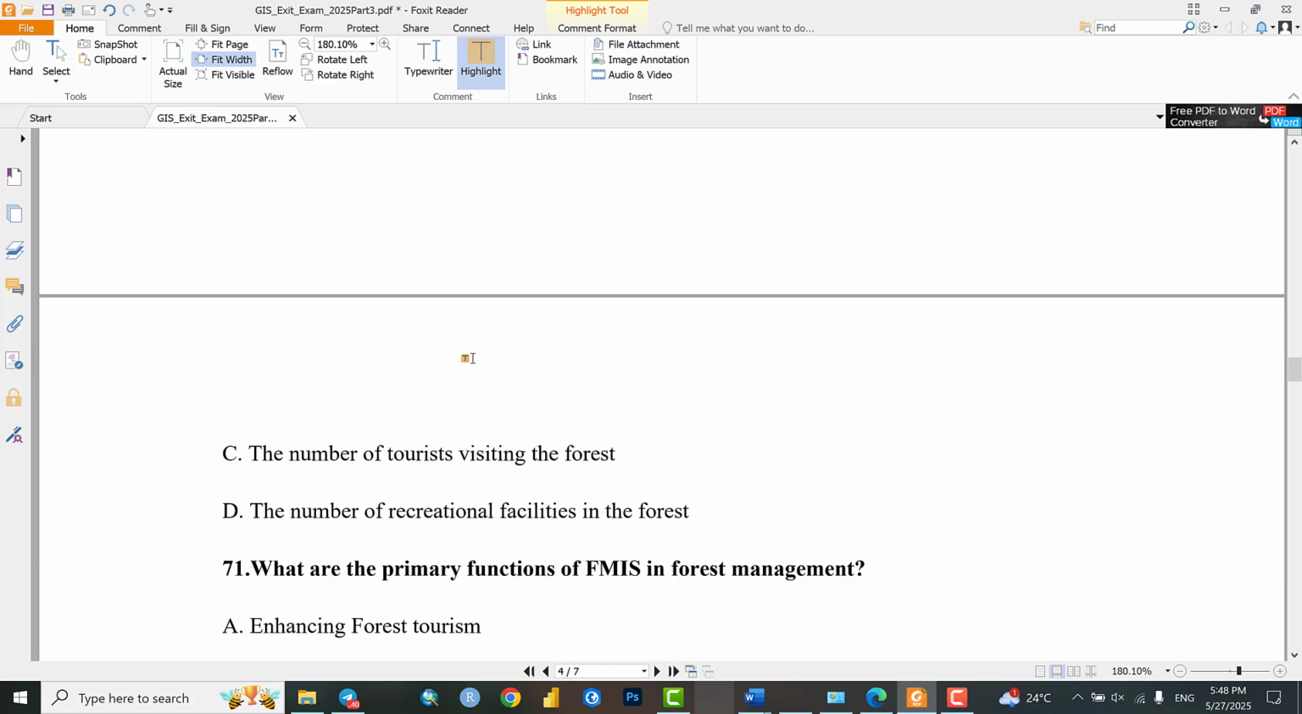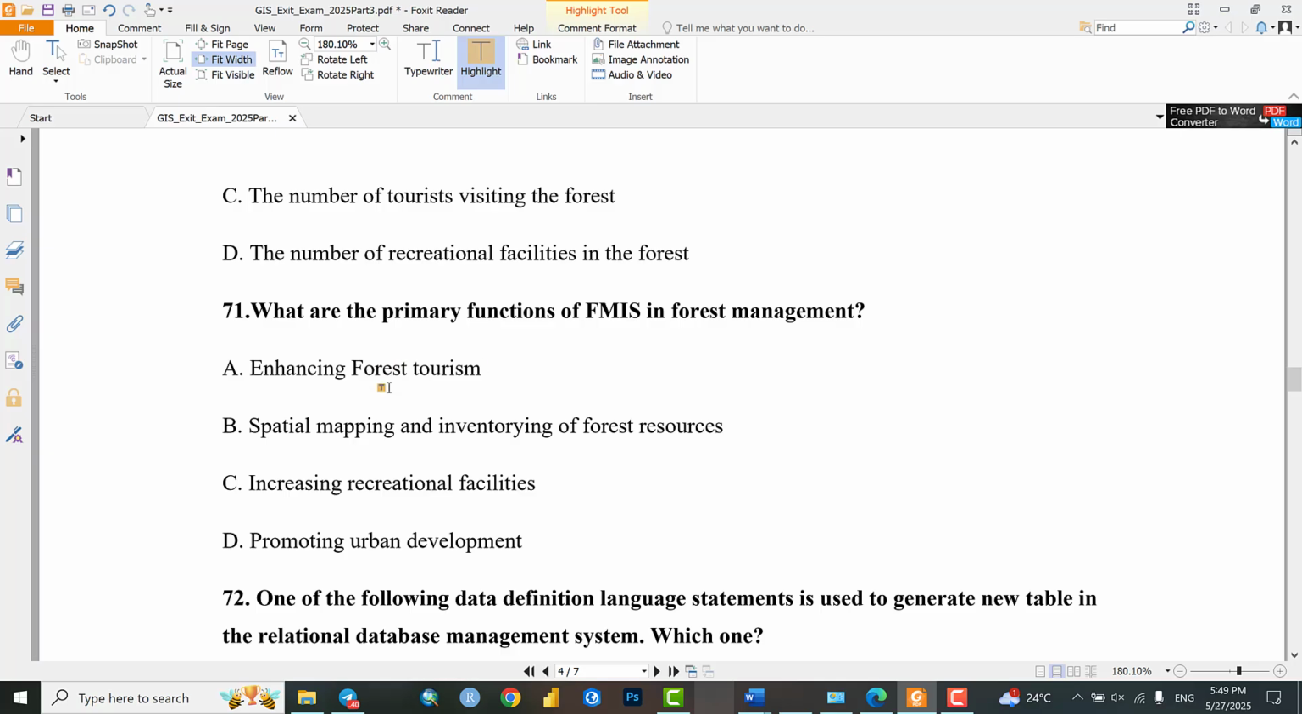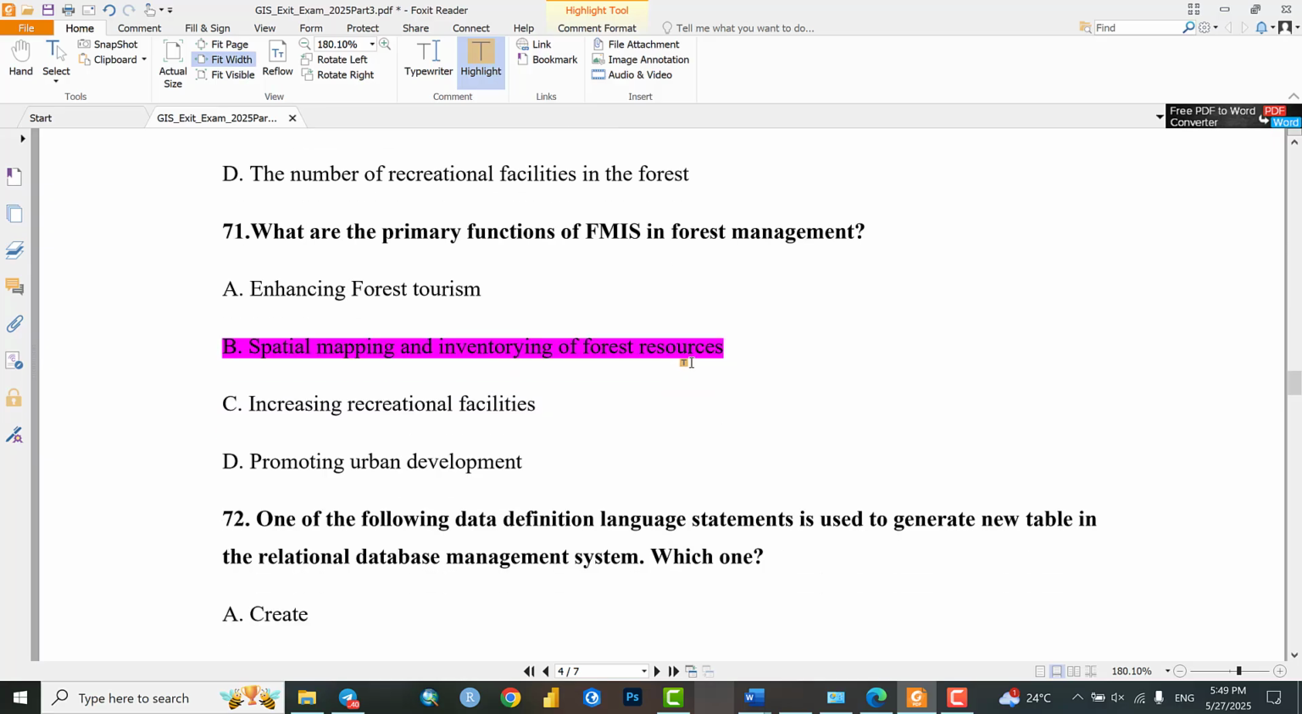Okay, great. 71. What is the primary function of forest management information system, FMIS, in forest management? Enhancing forest tourism, spatial mapping, inventory of forest resources, increasing recreational facilities, promoting urban development. So we are dealing with spatial mapping and inventory of forest resources.